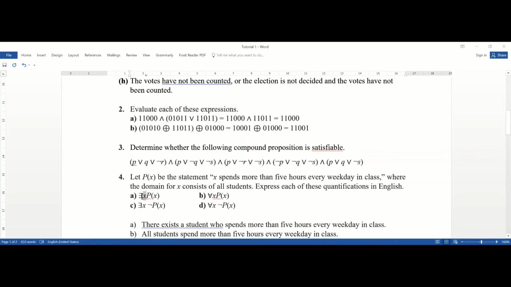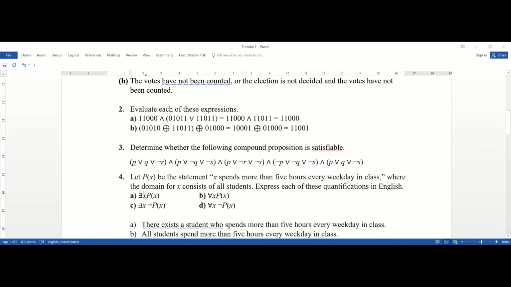I need to understand the meaning of this. There exists a value of X such that P(X) is true. Or for that, P(X) is true. It's up to you, it doesn't matter, because you can express it in different ways. What are the values of X? The values of X are all students. And here, what's the predicate? X, or student, spends more than 5 hours every weekday in class. So there exists a value of X.